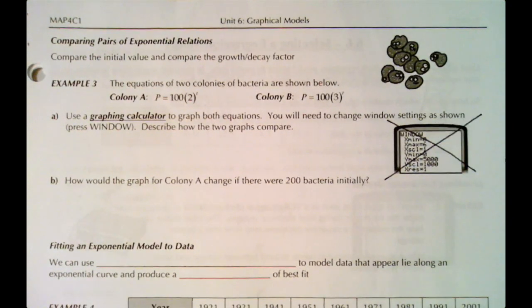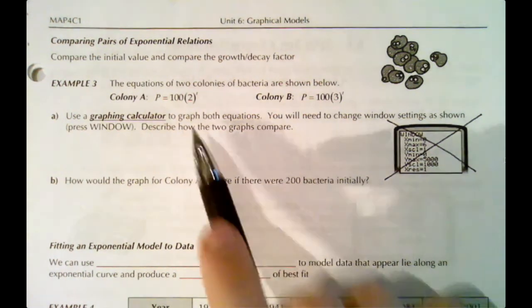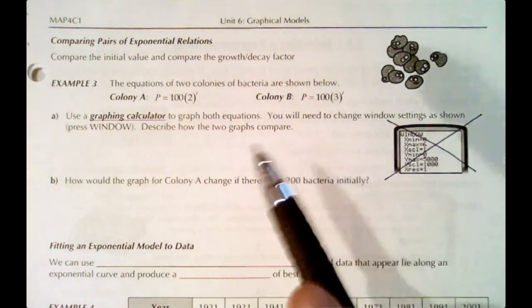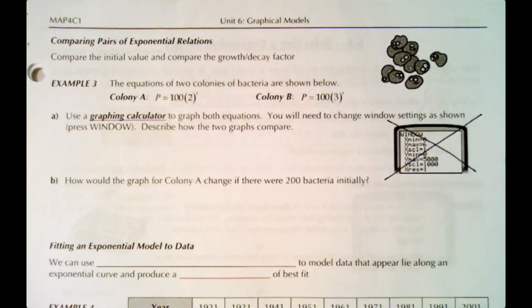We're going to compare two exponential models. We're going to look at bacterial colonies. We got colony A and colony B. And the way we're going to compare these is by looking at the graphing calculator. Now it says that you need to change some window settings and whatnot, but this is for an old graphing calculator. Since we're using Desmos, we'll just get Desmos up and we'll compare them.